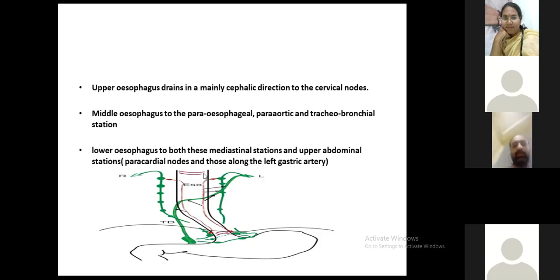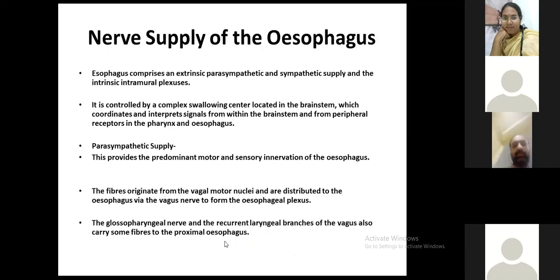In the upper esophagus, it mainly drains in the cephalic direction into the cervical nodes. The middle esophagus drains into the paraesophageal, para-aortic, and tracheobronchial areas. The lower esophagus drains into both the mediastinal as well as the upper abdominal nodes, the pericardiac nodes as well as the nodes located along the left gastric artery. So going on to the nerve supply of the esophagus.